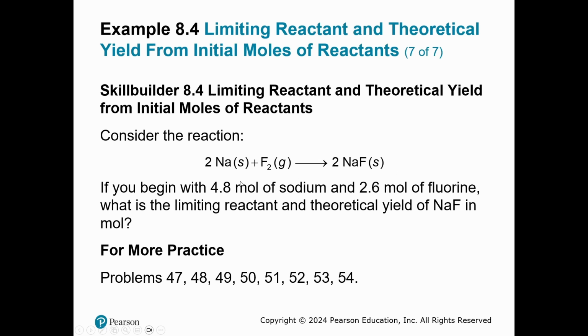So again, the way that I would do this is I would take our moles, divide by our stoichiometric leading coefficients. So take 4.8, divide by 2, take 2.6, divide by 1, or just leave it as 2.6. 4.8 divided by 2 gives me 2.4. 2.4 moles is less than 2.6 moles, so sodium is my limiting reagent. I didn't have to do any product conversions to figure out which one was going to be my limiting reagent.